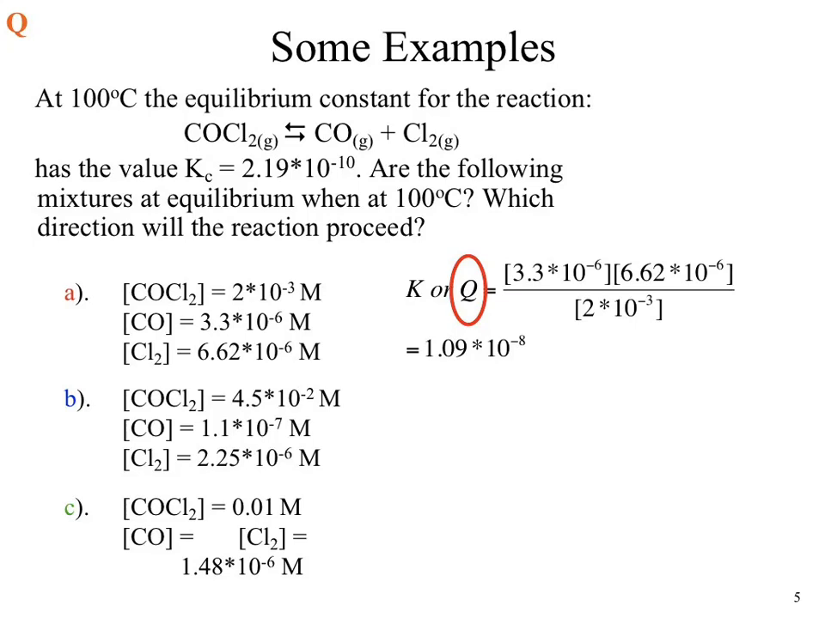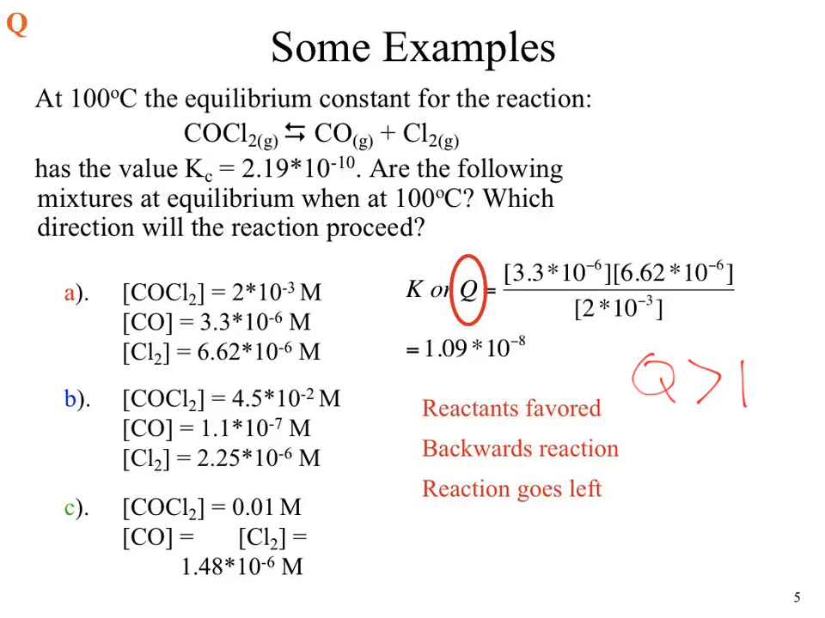Next part of the question is which direction will the reaction proceed? To figure this out, we need to compare those two terms. Which one's bigger, which one's smaller? 10 to the minus 10, really big number or really small number? Really small number. 10 to the minus 8, is that smaller or bigger? It's bigger, so what we've got is that Q is bigger than K, which means the reverse reaction occurs, which means our reactants are favored in the course of this. We get the backwards reaction. Reaction goes left. Three different ways we can say the exact same thing.